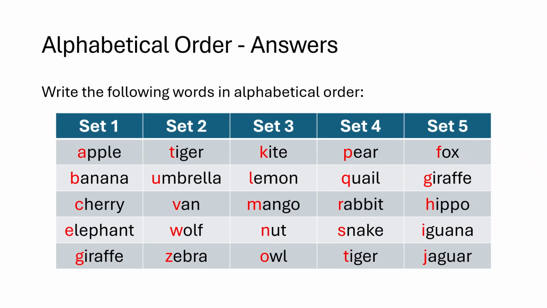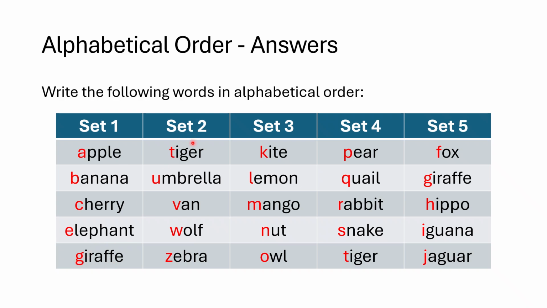Check your answers. These words are in alphabetical order by looking at the initial letters. Not all the letters are in consecutive order. I will say the letters for each set in order. Set 1, A for apple, B for banana, C for cherry, E for elephant, G for giraffe.